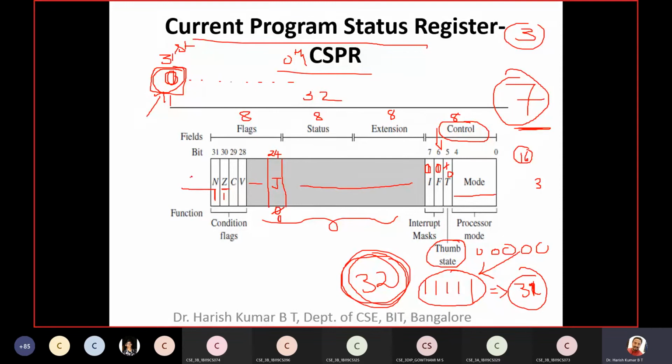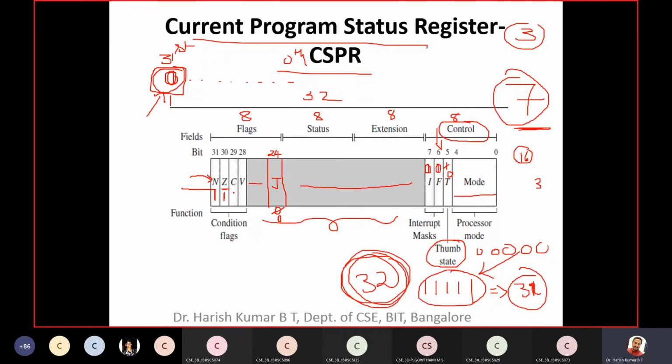If the result of the most recent operation performed by the ALU is a negative number, then this bit is set. If the result of the most recent operation is a zero value, then this flag is set, so it becomes 1. Now, by examining the zero flag, if its value is 1, I'll know that the most recent operation performed by the ALU resulted in a value 0.